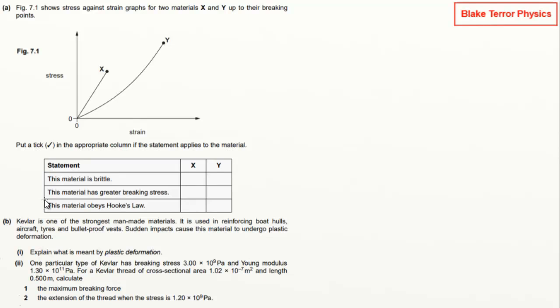This material has a greater breaking stress. Right, so this is when they're breaking. Well, clearly Y has got a greater breaking stress than X because it's further up the Y-axis. This material obeys Hooke's law, right? So that's going to be if we've got a straight line going on. So that's only going to be for X.